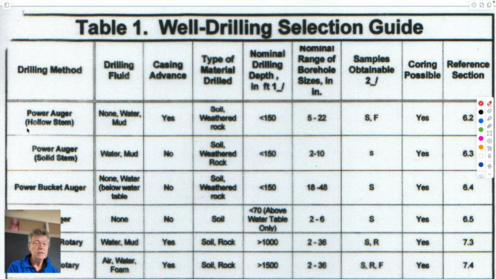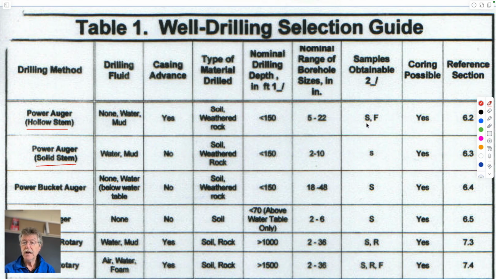So we've talked about augers, hollow stem and solid stem. We've talked about this wouldn't have drilling fluid. We talked about whether a casing advances. Of course, the casing is the hollow stem in this particular case. Talked about what the material is that you can get through, what kind of depths you can get to, 150 feet, sounds about right. Borehole sizes in inches, 22 inches sounds very abnormal. 5 or 12 inches sounds more normal to me. Yeah, that sounds very big.